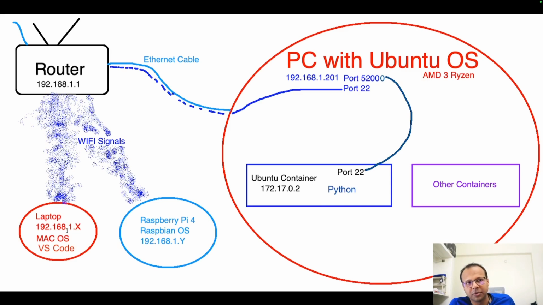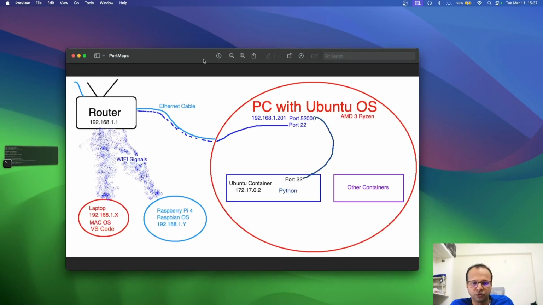My laptop is connected to the router using Wi-Fi, and the router and the PC with Ubuntu OS are connected via Ethernet cable, and its IP address is 192.168.1.201. I have multiple containers inside this machine. This machine is completely separate hardware, not a virtual machine, and I am accessing it using its IP address. So this is the diagram. I will create and configure Ubuntu containers and show you how you can deploy a Python project inside that. So let's move to our terminal window.